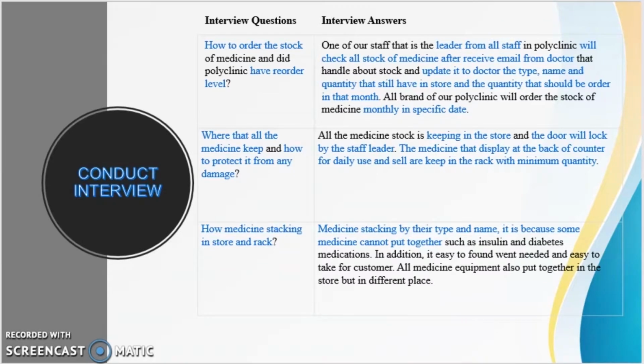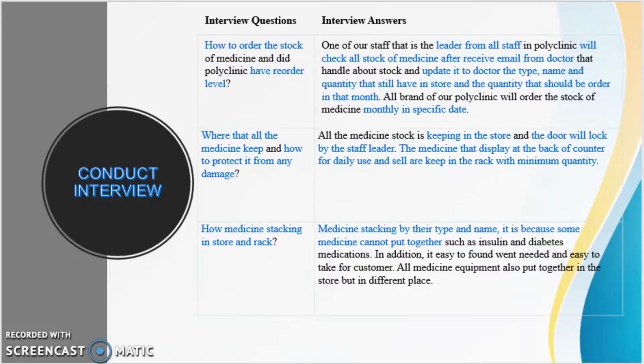The leader from all staff will check all the stock of medicine after receiving an email from the doctor, and update the doctor on the type, name and quantity that is still in the store and the quantity that should be ordered that month. The reorder level is monthly on a specific date. Where is all the medicine kept and how is it protected from any theft? It is kept in the store. The door will be locked by the staff leader.